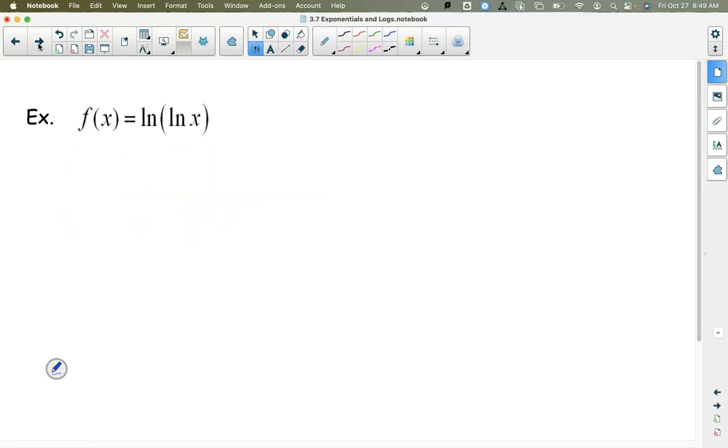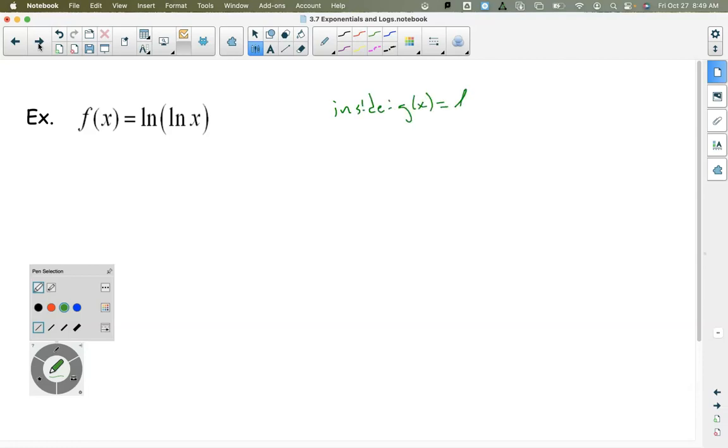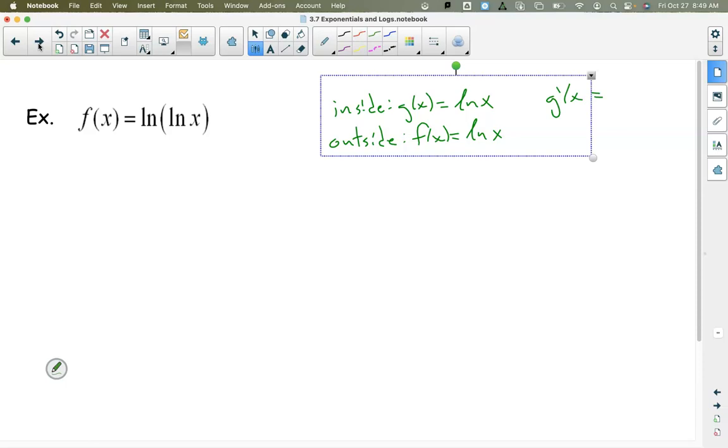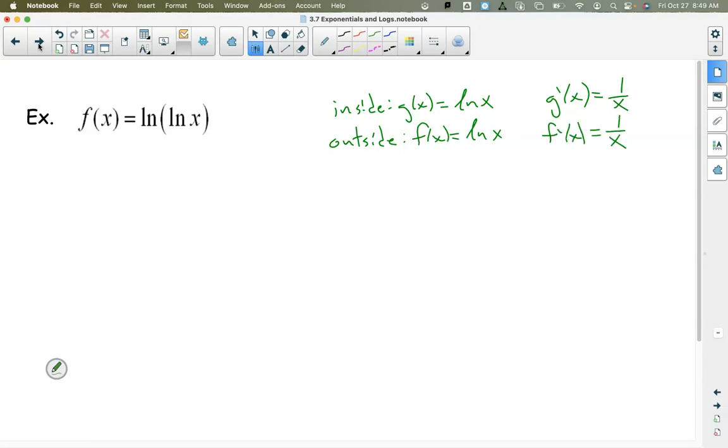Ooh, chain rule, composite function. Our inside function is the natural log of x. Our outside function is the natural log of x. What's the derivative of the inside? 1 over x. What's the derivative of the outside? 1 over x. So let's set up our chain rule.